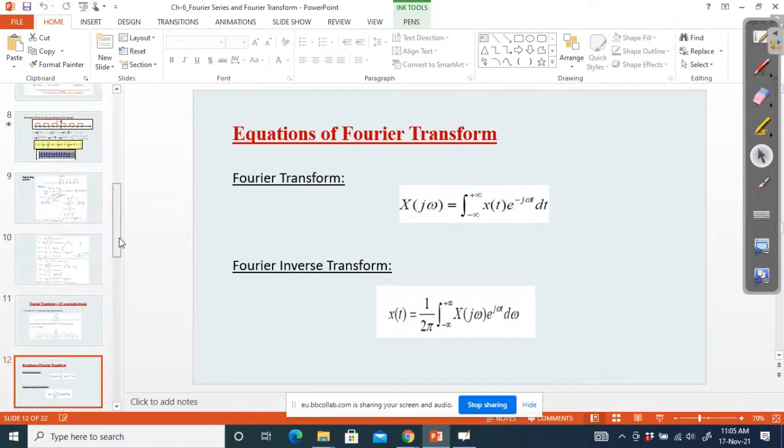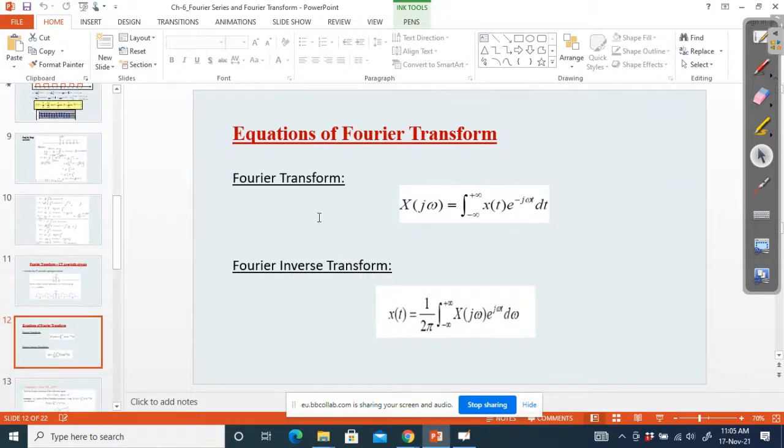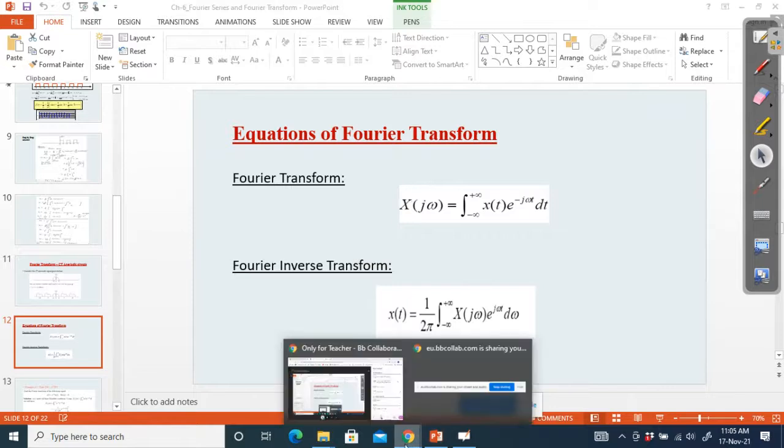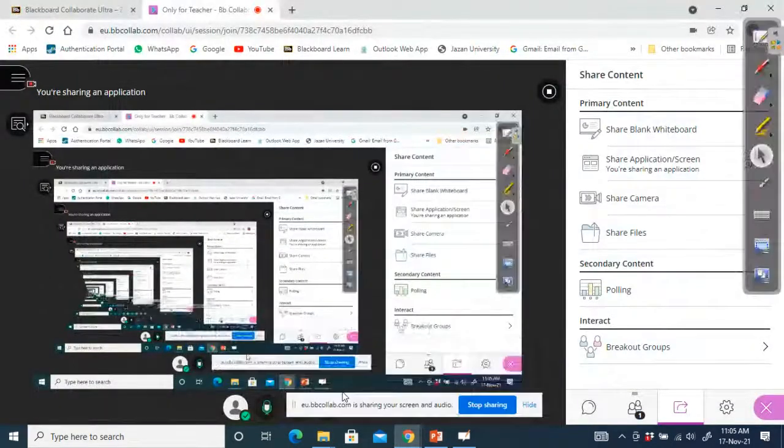Now in the next class, in the next video, we will see Fourier transform. I stop recording.